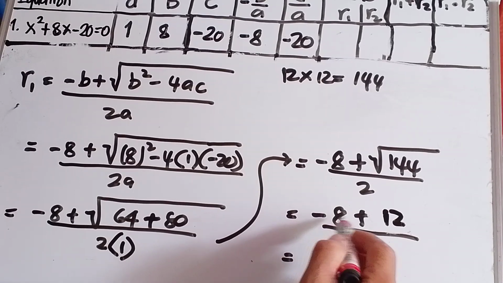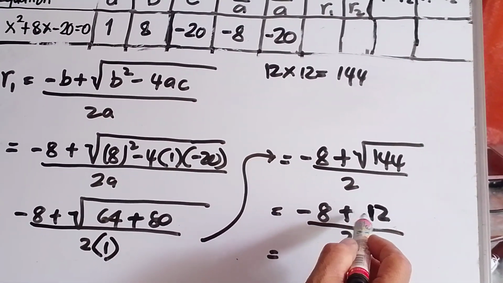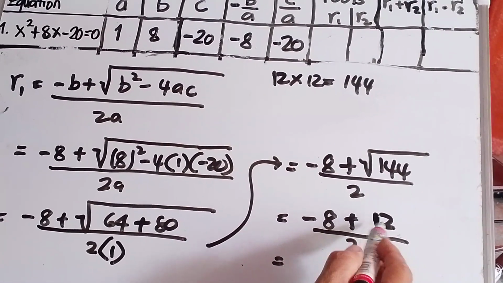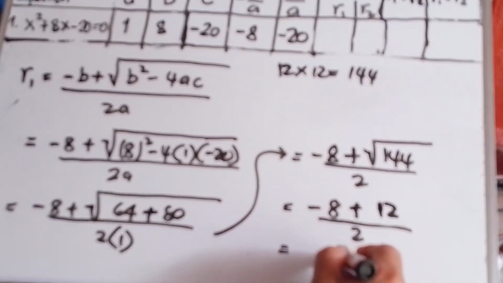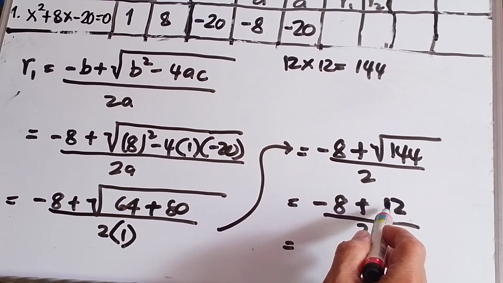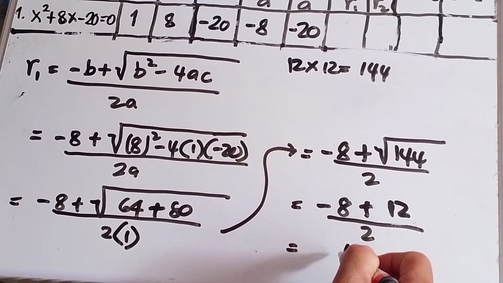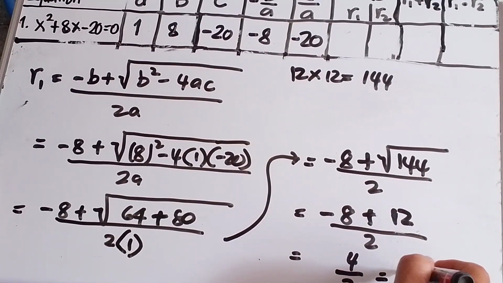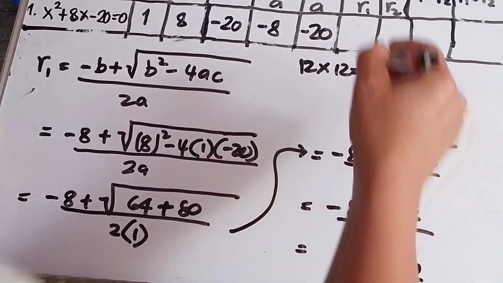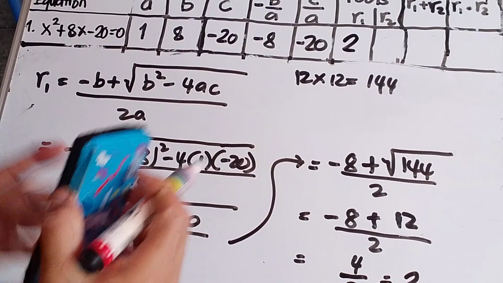So, negative 8 plus 12. Take note that this is unlike sign, so we need to use subtraction. So, 12 minus 8 is 4. The sign is positive because 12 is greater than 8. Since 12 is having a positive sign, this will be positive 4. And then, divide by 2. This is equal to positive 2. So R1 is 2.